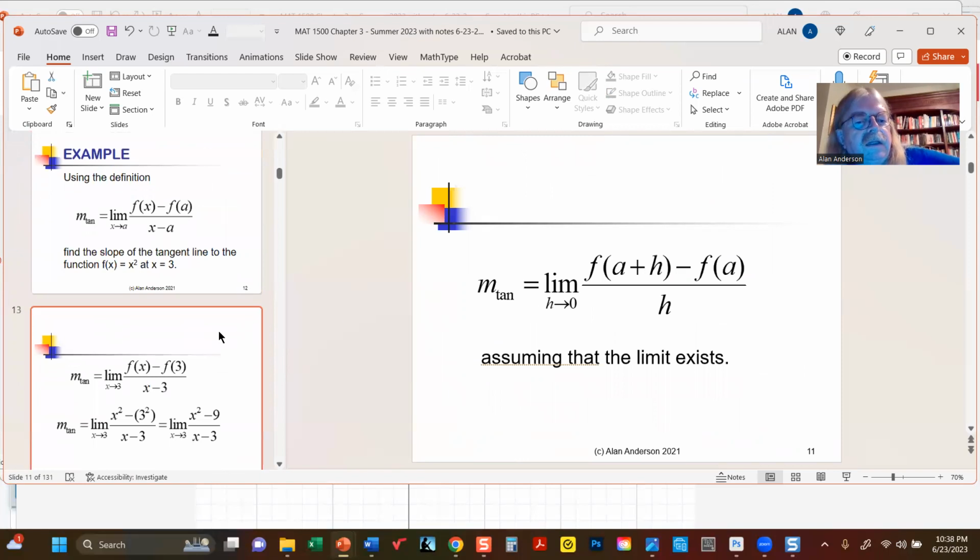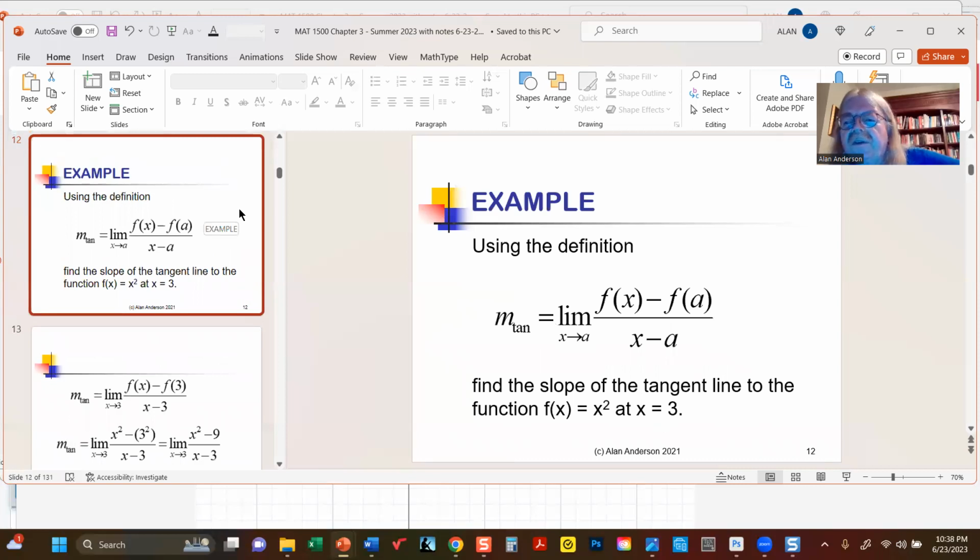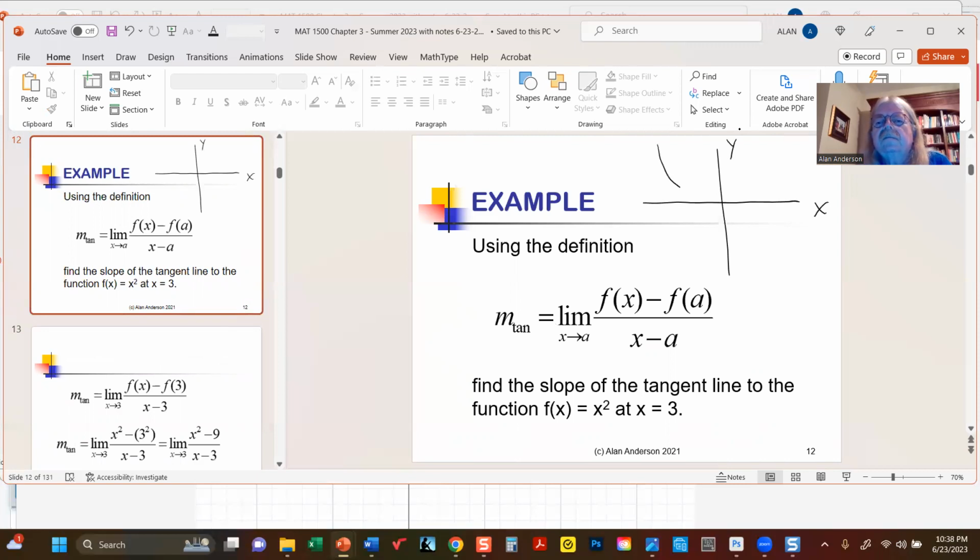Okay. Now here's a good one. Here, we're going to actually calculate the derivative using this definition. The function we're interested in is f of x equals x squared, at the point x equals 3. It's equal to the slope at that point. So how do we figure this out? We're going to use this definition.